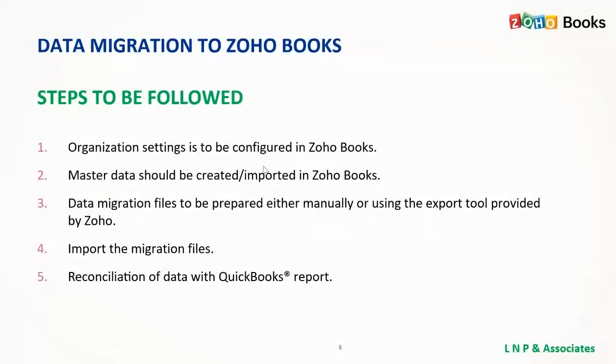Now let us understand the steps to be followed when you're migrating data from QuickBooks to Zoho. The first step is to do the organization setting configuration in Zoho Books. When you are opening your Zoho Books, you have to ensure that you are configuring the minimum requirements. For example, the name and address of your organization should be proper, which you want to be reflected on your invoices. That should be the same way in which you have updated it in your Zoho Books.